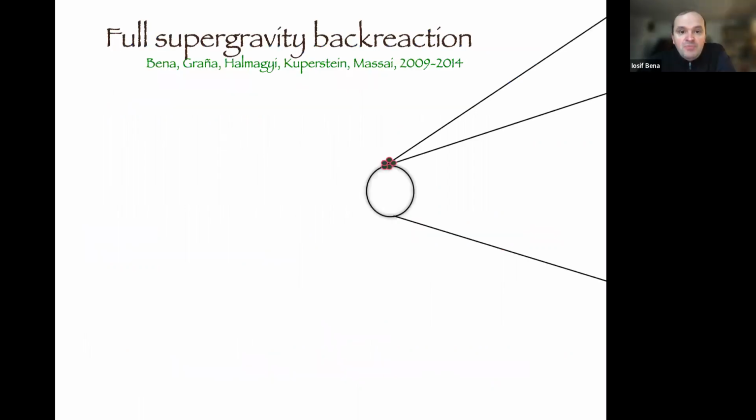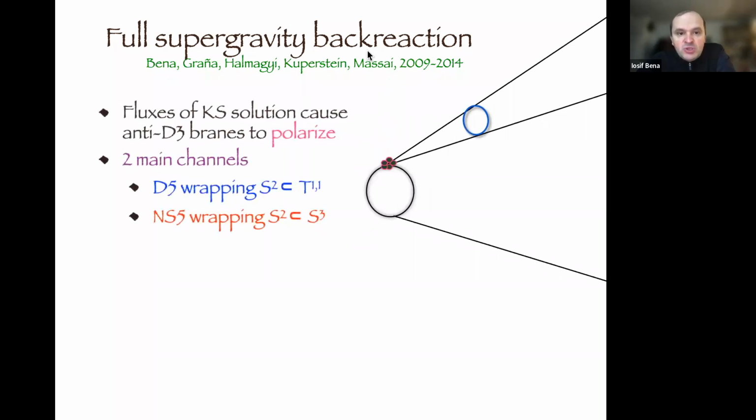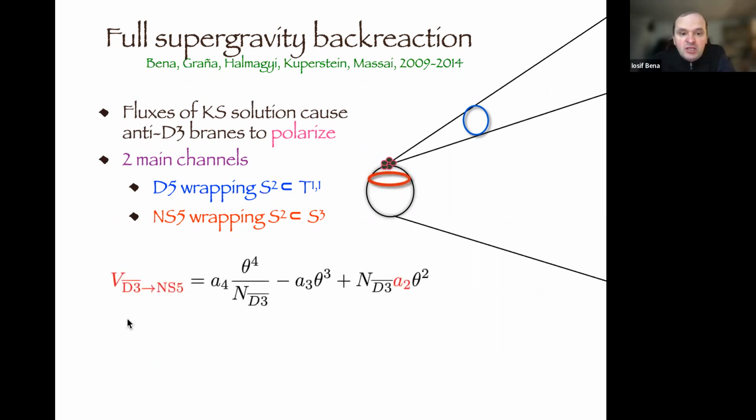So this is the intuition. Now there's a calculation which we did: we took the anti-D branes and did their full supergravity backreaction. What we found was that when you put anti-D branes in this Klebanov-Strassler background, the anti-D branes can actually polarize, the fluxes force them to polarize, and there are two channels for polarization. One of them corresponds to a D5 brane wrapping a 2-sphere. The other one is an NS5 brane wrapping a 2-sphere inside the S3. You can actually calculate the potential for the polarization along this blue channel or along the red channel. This is done using Polchinski-Strassler technology.